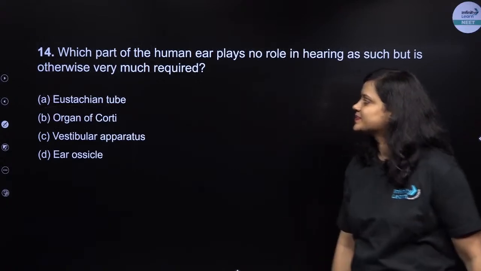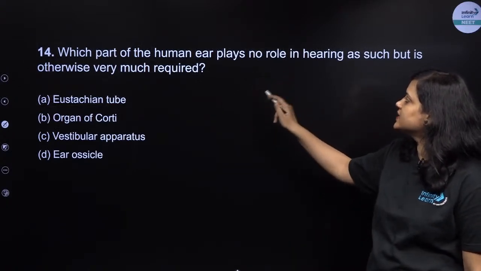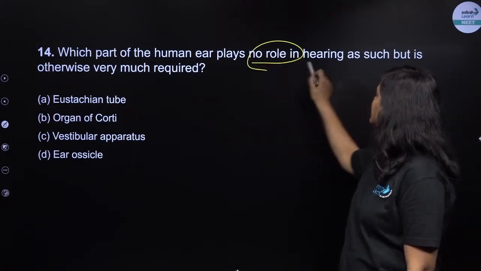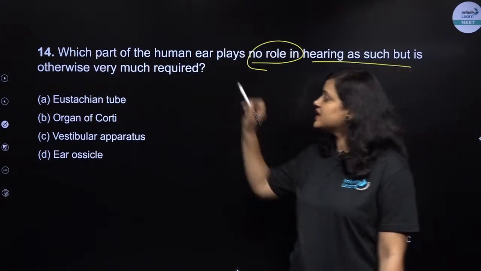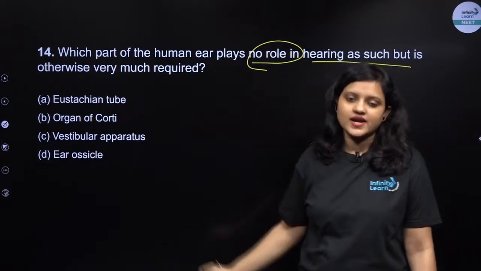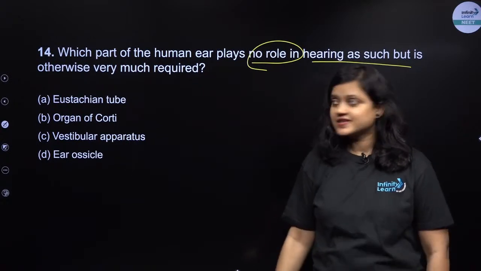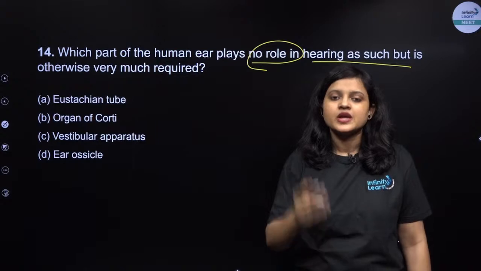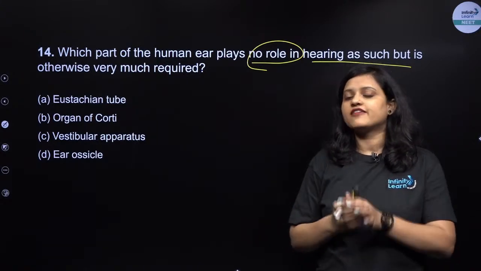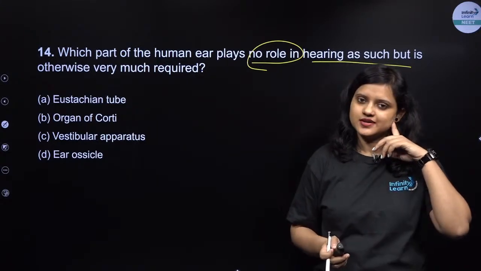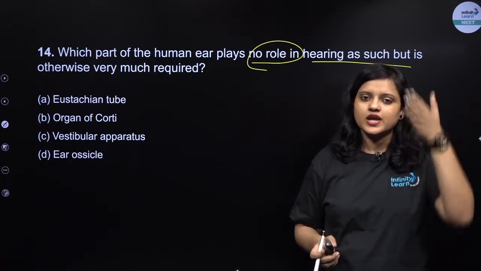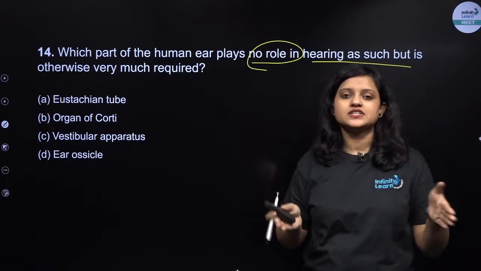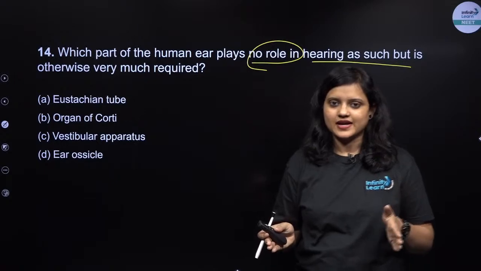Next question. Which part of the human ear plays no role in hearing as such but is otherwise very much required? Just now we have discussed, is it the eustachian tube? What is the function of the eustachian tube? Our eustachian tube connects our pharynx to the middle ear. And why is it there? To equalize the pressure on both sides of the tympanic membrane, right?